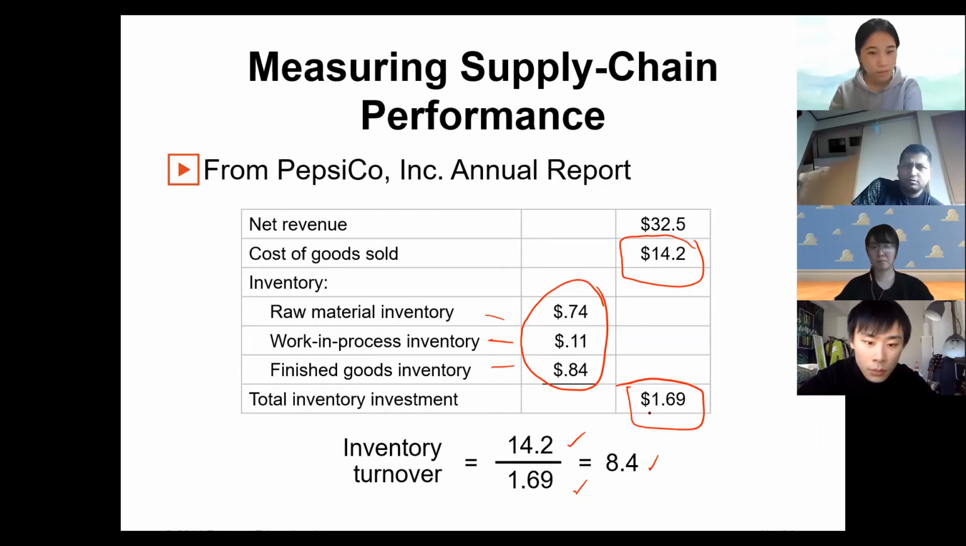Because there is the question, if the cost of goods sold is 10.8 billion, which is lower, and inventory investment is 0.76, and the turnover is 14.2. So 8.4 versus 14 times turnover. Okay, we need to check whether a higher number is better or a lower number is better.